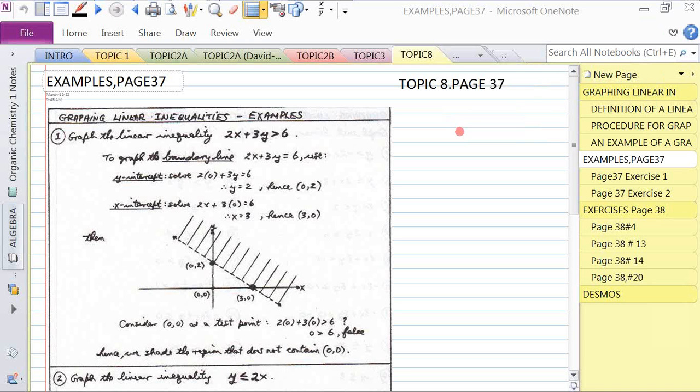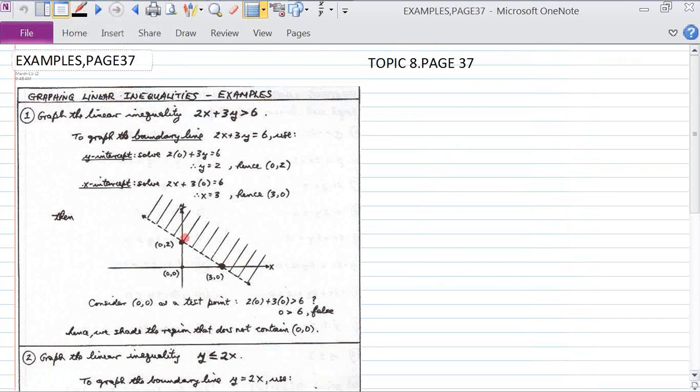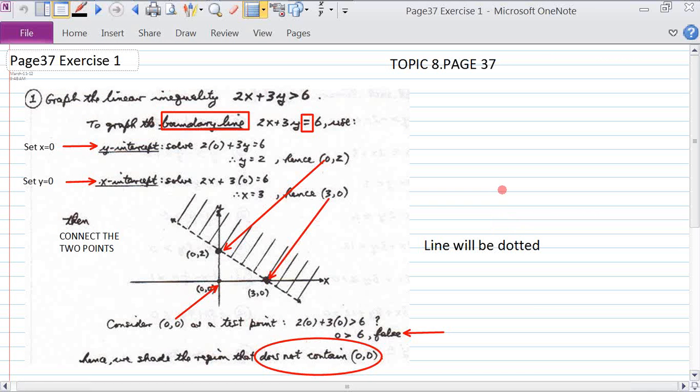So we're on page 37, and we are going to do two examples on that. If we look at example 1, we're asked to graph the linear inequality 2x plus 3y greater than 6.